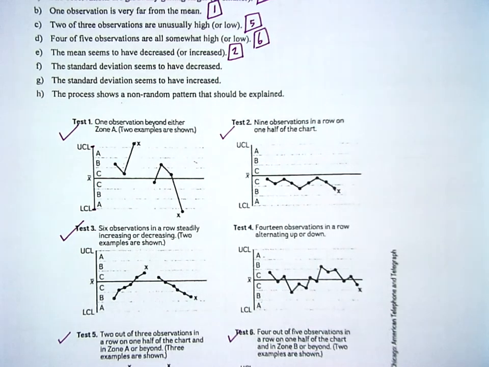All right, for F, the standard deviation has decreased. Okay, so where has it decreased? Where do I see the least amount of variation here? And that has got to be 7.